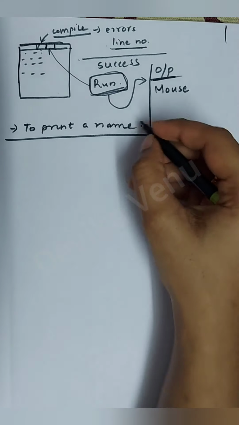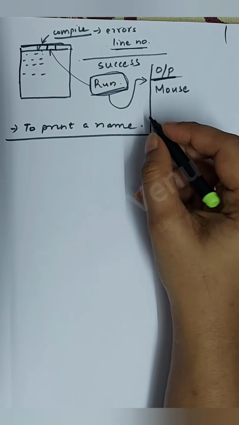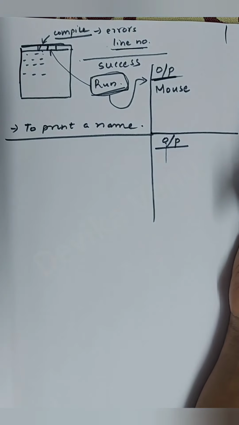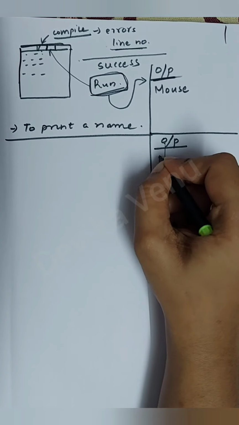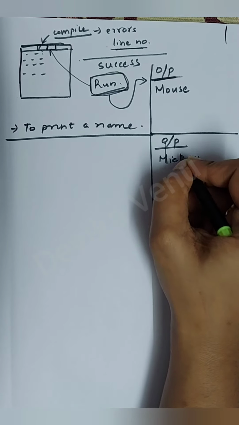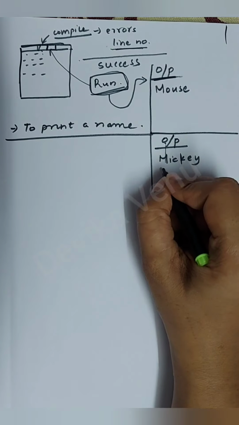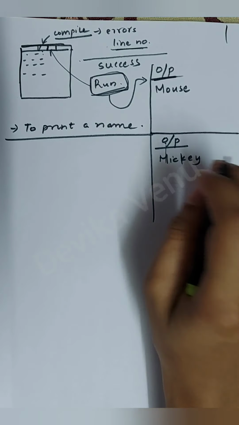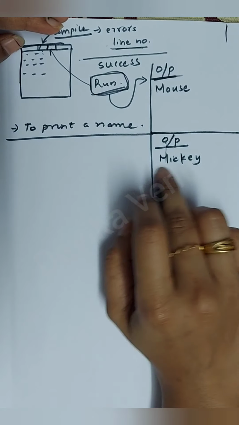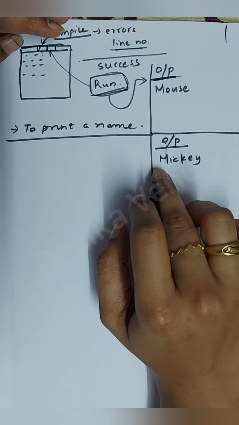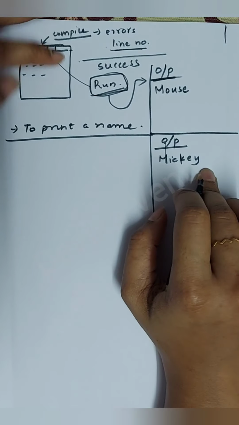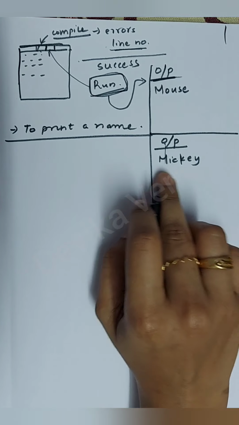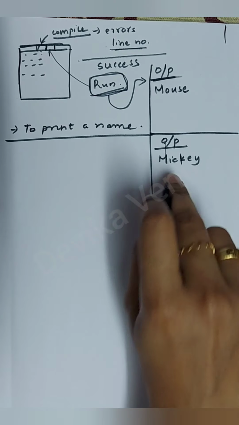So the aim of this program is to print a name. Suppose the name I need is Mickey. I know what my output should be. In the output screen, it should be seen as Mickey. So I should write a program where the output I get is Mickey.